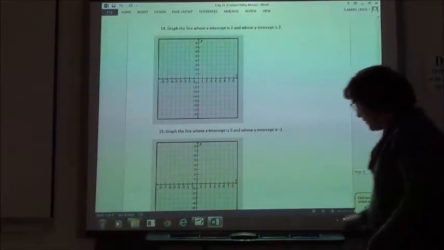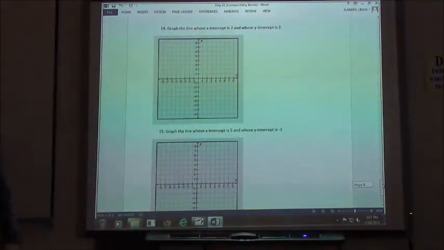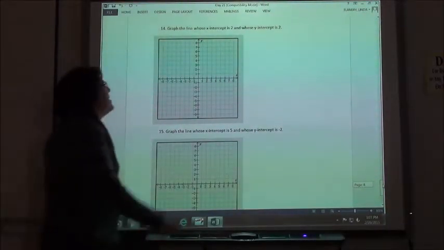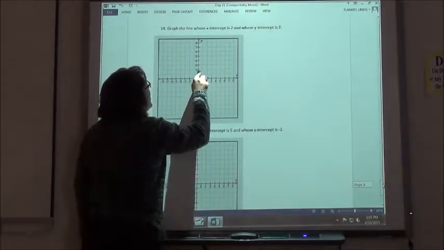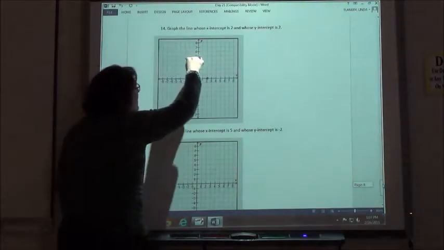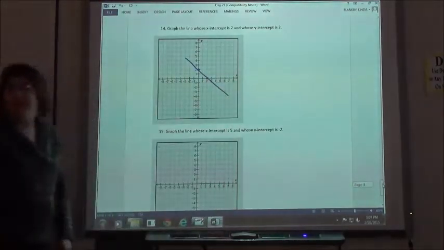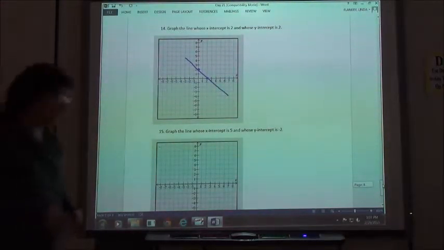So number 14 says graph the line whose x-intercept is 2 and y-intercept is 2. They use the same number. So on my x-axis I'm going to go to 2. On my y-axis I'm going to go to 2. And then I can connect my dots and draw my line. I don't know why they didn't do this one first. It's the easiest one.